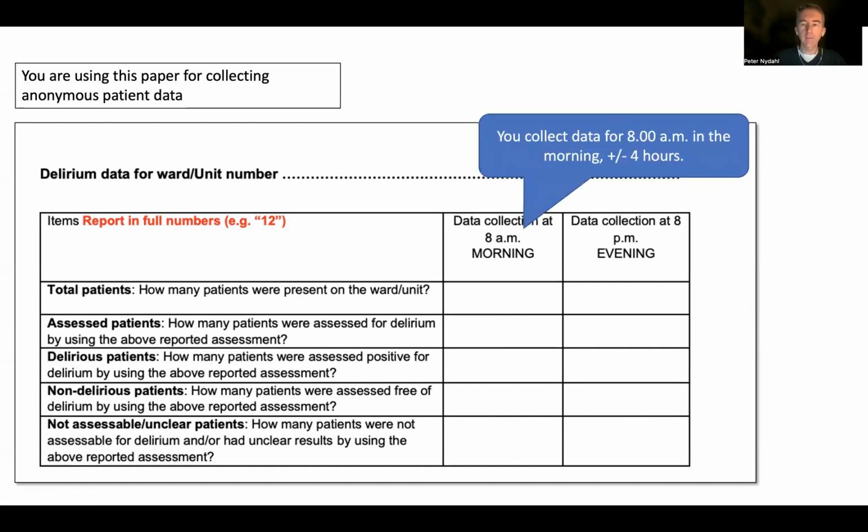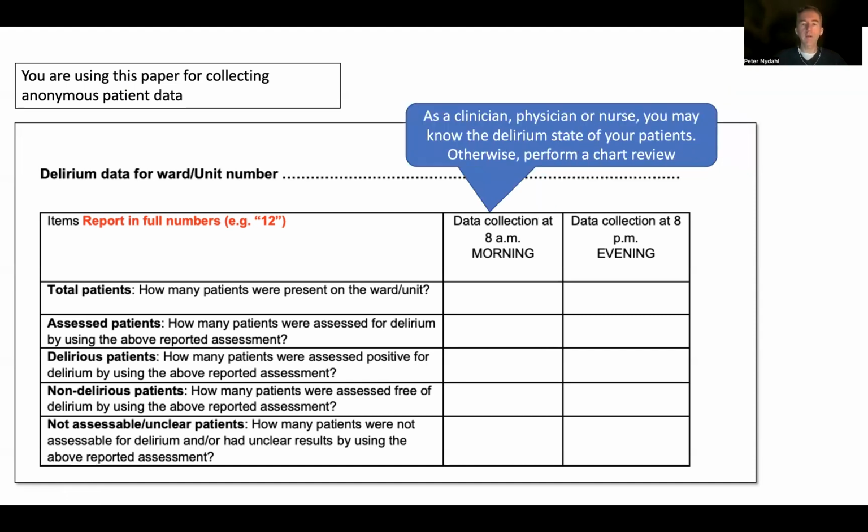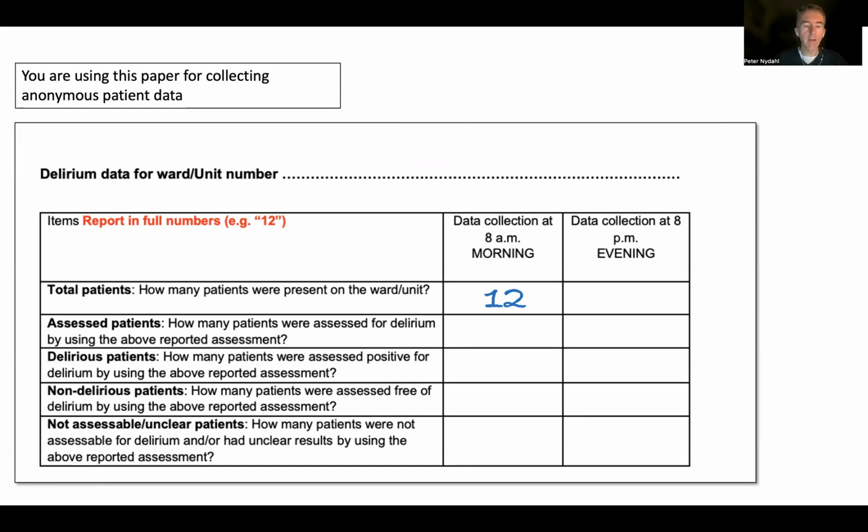Then we are asking for data at 8 o'clock in the morning and 8 o'clock in the evening. As a clinician, physician, or nurse, you may know the delirium state of your patients. Otherwise, you can perform a chart review and look at who was delirious and who was not delirious. First, we are asking how many patients were present on the ward or unit at 8 o'clock in the morning. That, for example, can be 12.